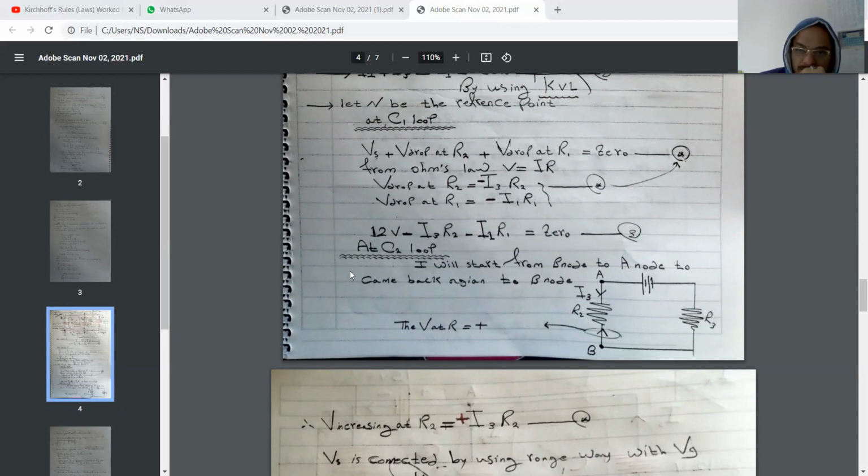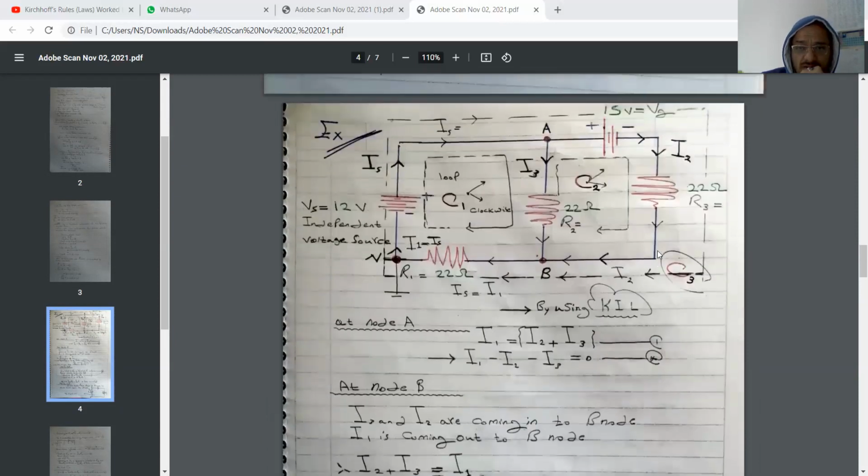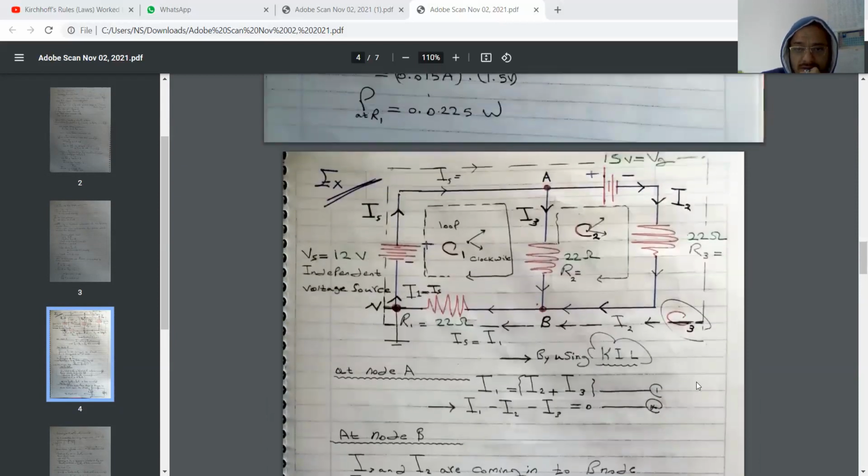At C2 here, or let's see the image, the main picture.